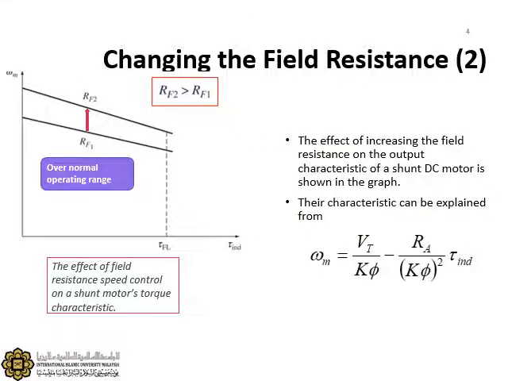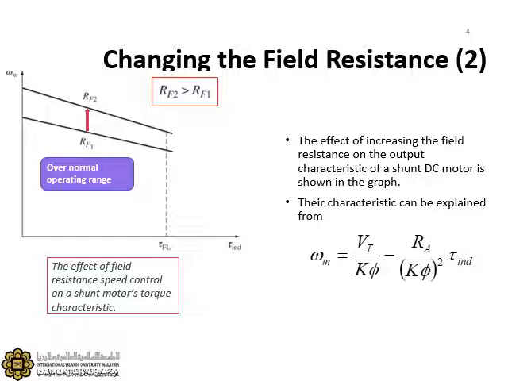Okay, still with the first technique, which is changing the field resistance to control the speed of the DC motor, there is something that we need to watch out for when we design the speed control by using this technique. Yeah, the effect of increasing the field resistance on the output characteristics of a shunt DC motor can be seen on the graph here on the left hand side.